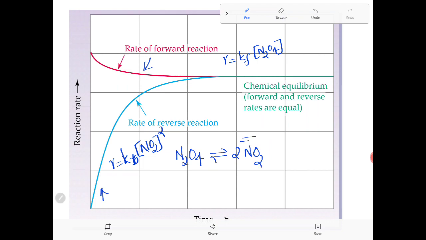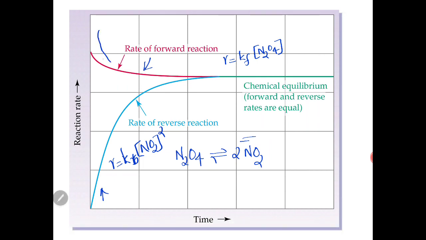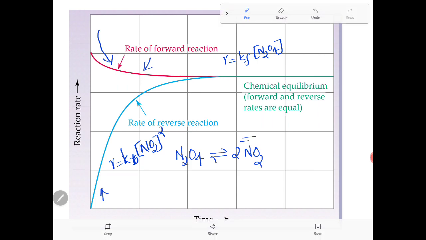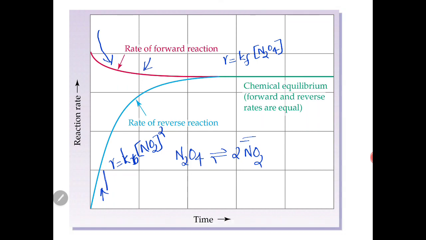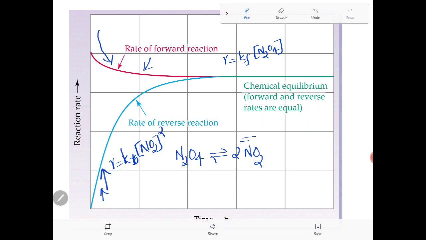So you could notice that the rate of the forward reaction is decreasing because the molar concentration of the reactant is decreasing. Both the molar concentration of the reactant and the rate of the forward reaction keep decreasing. At the same time, the molar concentration of the product is increasing and the rate of the backward reaction is increasing, while the rate of the forward reaction decreases.